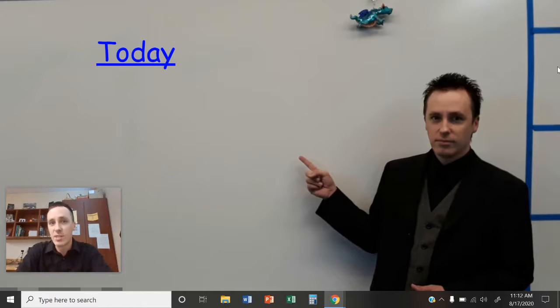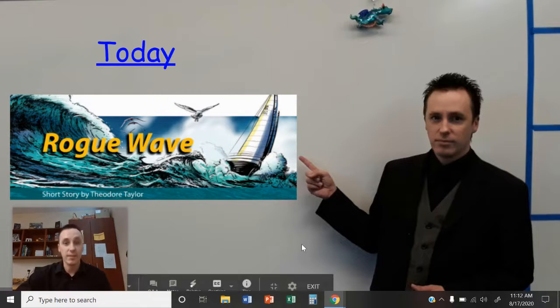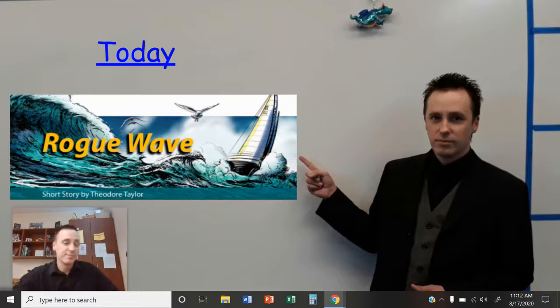Now, this week we're going to be reading a short story. First one from our text. You can see it's called Rogue Wave, and it's a short story by Theodore Taylor. Now, before we read it, I'd like to do some preview activities.